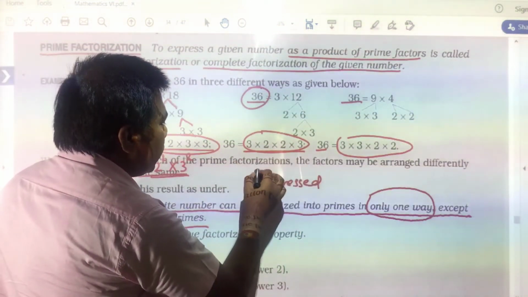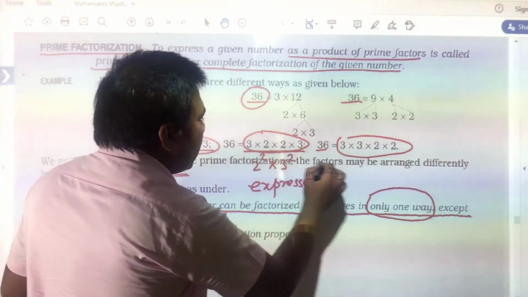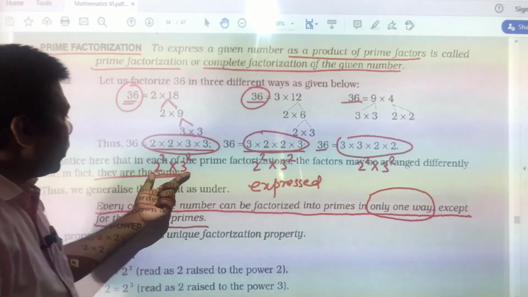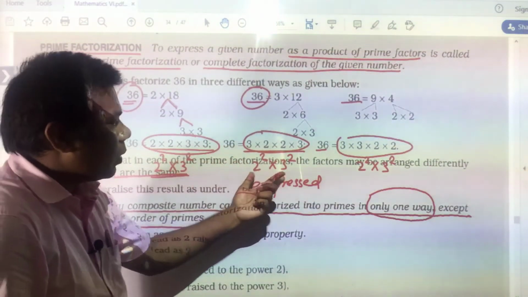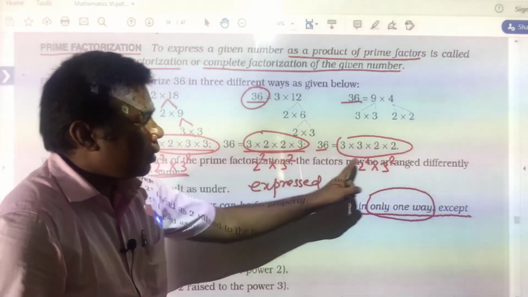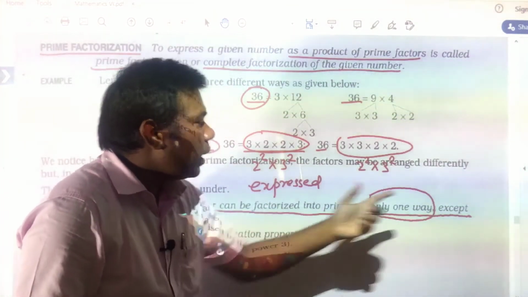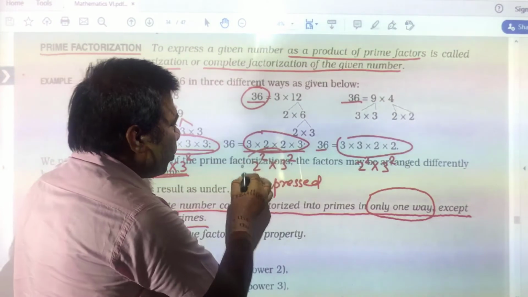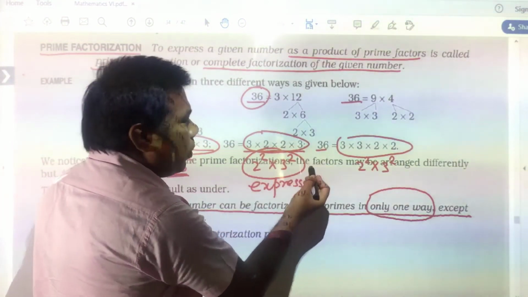Here you will get 2 square into 3 square. Here also you will get 2 square into 3 square. So in all these three cases you are getting 2 square into 3 square. So only in one way it can be expressed or factorized. Here it is not possible to add any other prime number.